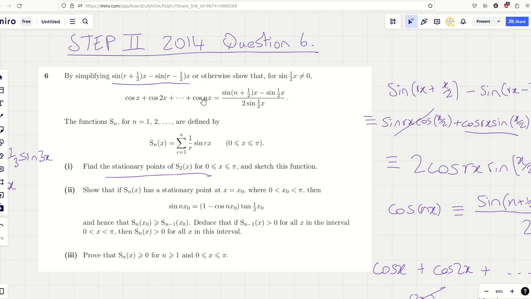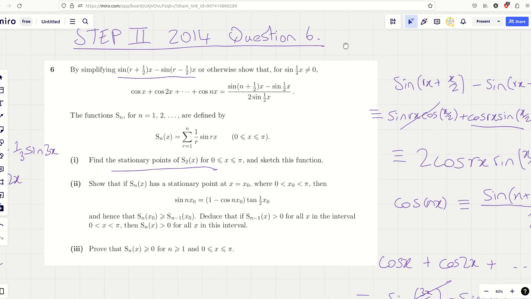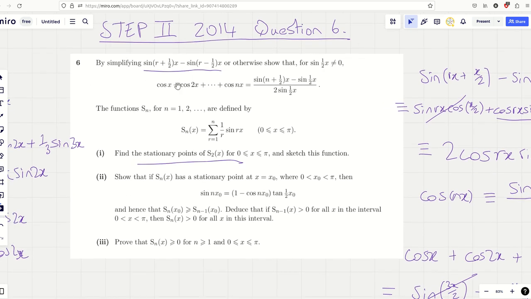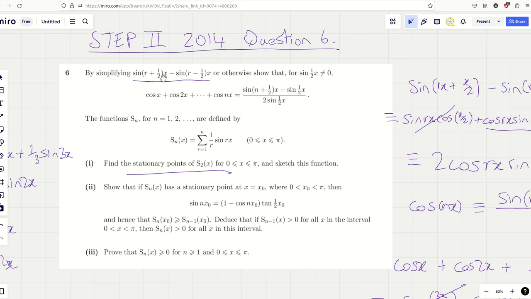Okay, it starts off and we've got to prove this result. Anybody who's done the first chapter of the second book on complex numbers in further maths might want to use de Moivre's theorem to prove this, but it's actually far easier doing it in the way they've suggested. So you could, but just saying, because they've said by simplifying this or otherwise, the otherwise approach, well, one of them anyway, is to use de Moivre's. There's probably other ways of doing it, but this is a very sensible suggestion.